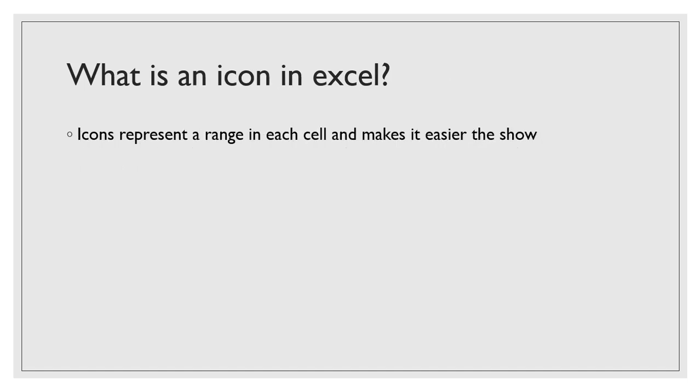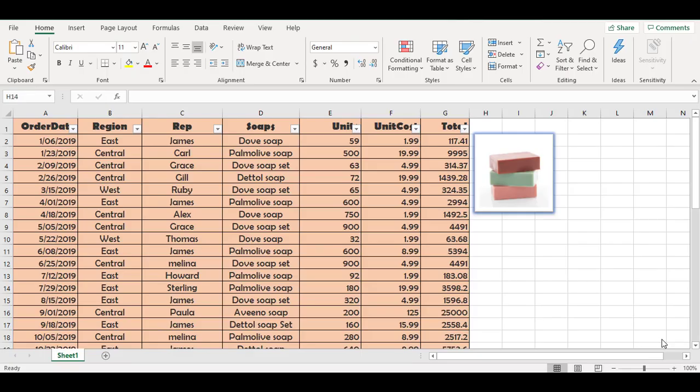What is an icon in Excel? Well, an icon is to represent a range in each cell, and it just makes it easier to show. So let's get straight into the demo.